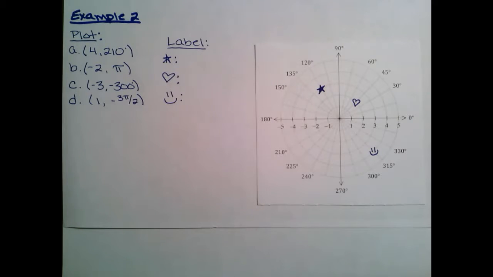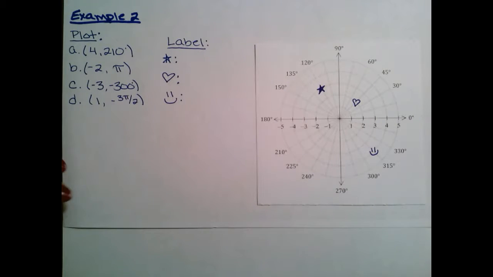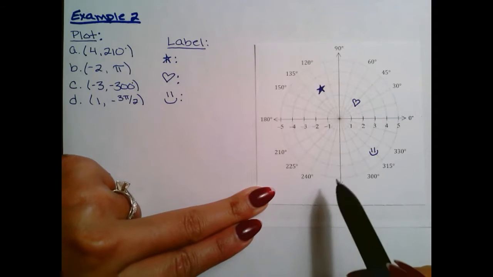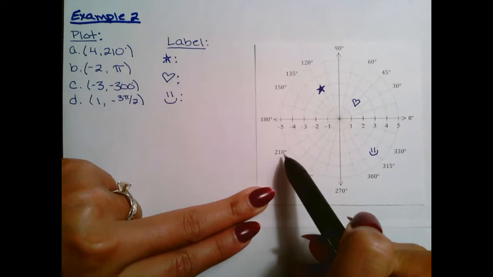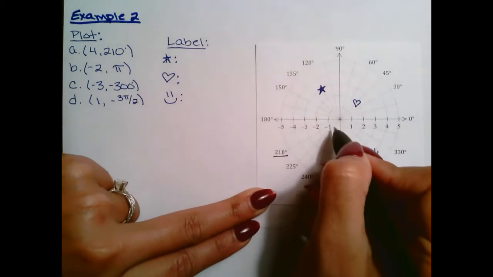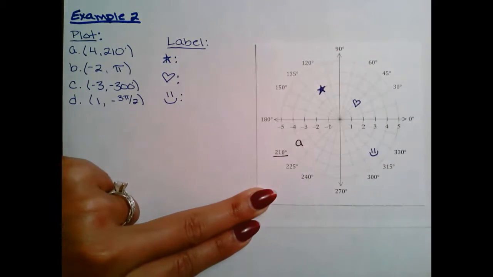Alright guys, here's example 2. Before you watch the rest of this video, I encourage you to pause it and try these on your own, and then feel free to check them out. Alright, but let's get started on these. So first I'm going to ask you to plot these 4 and then label these 3 that I've drawn here, alright? So first plotting, we have 210. So 210 is right over here. So this is what I'm looking at, and then I'm going to go 4 towards it. So 1, 2, 3, 4, and this one is letter A.